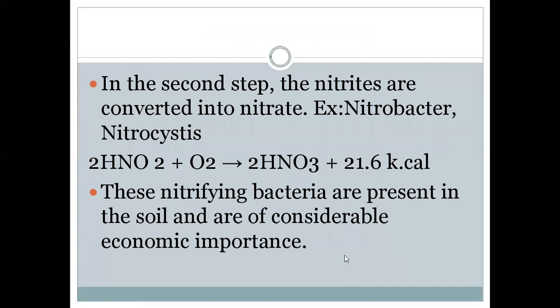In the second step, nitrites are converted into nitrates. Examples are Nitrobacter and Nitrocystis. So nitrite, which we got from the previous equation, will react again with oxygen and be converted into nitrate, releasing some more energy. These nitrifying bacteria are present in the soil and are of considerable economic importance.